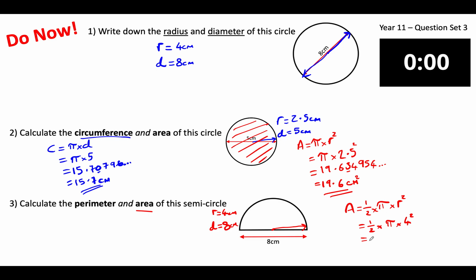or if you haven't got a squared button on your calculator, say maybe 0.5 as a half, times by pi, times by 4 times by 4. And it is 25.13274, etc. Round it to 1 decimal place again. The next number across is a 3, so my 1 stays the same, and it is centimeters squared. So pi times 4 squared, and then halve it.